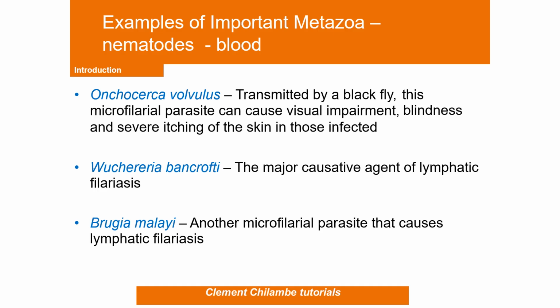Then we are done talking about those intestinal ones. Then there are those in the blood. Examples of important metazoa and nematodes which have to do with the blood. We have Onchocerca volvulus, transmitted by a black fly. This is a microfilarial parasite which can cause visual impairment, blindness, and severe itching of the skin in those infected. Then Wuchereria bancrofti is the major causative agent of lymphatic filariasis. And Brugia malayi is another microfilarial parasite that causes lymphatic filariasis as well.